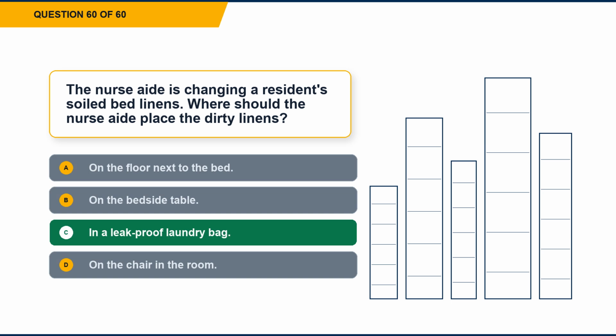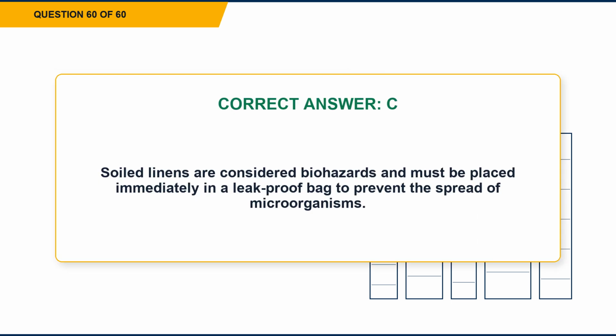The correct answer is option C, in a leak-proof laundry bag. Explanation. Soiled linens are considered biohazards and must be placed immediately in a leak-proof bag to prevent the spread of microorganisms.